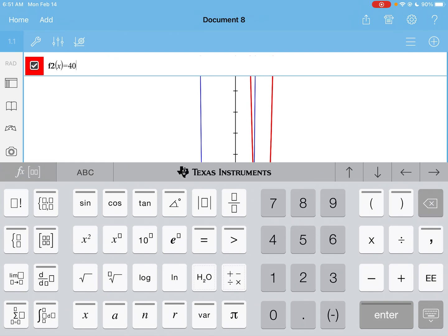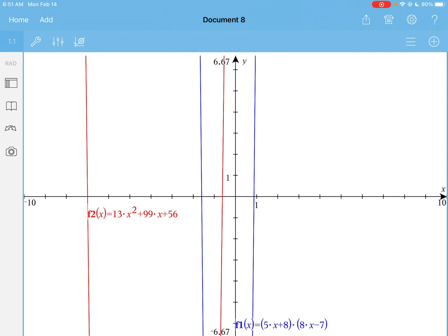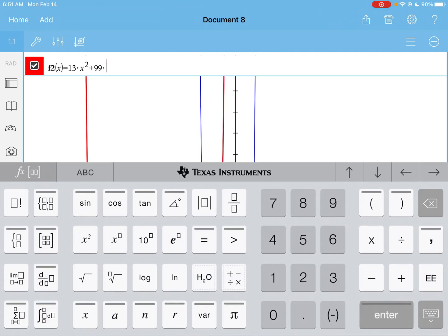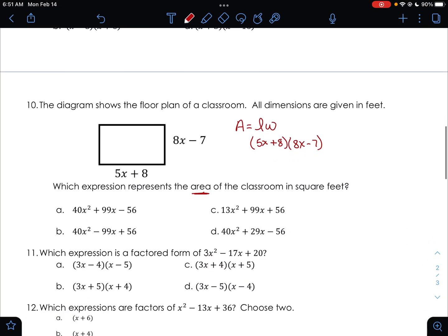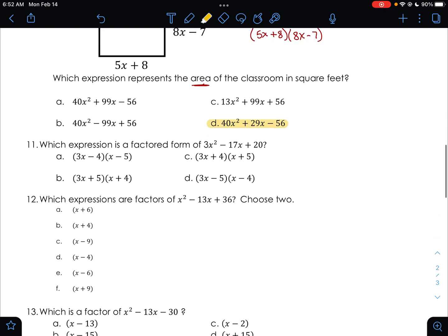Tab. Go up. I'm going to erase this completely because now we have 13x squared plus 99x plus 56. Press enter. That's not the same. Tab, go up, type in answer choice D, which is 40x squared plus 29x minus 56. Last one's the charm, matches up exactly, covers our blue graph exactly, so our answer is D. So notice how we just graphed and matched on that one.